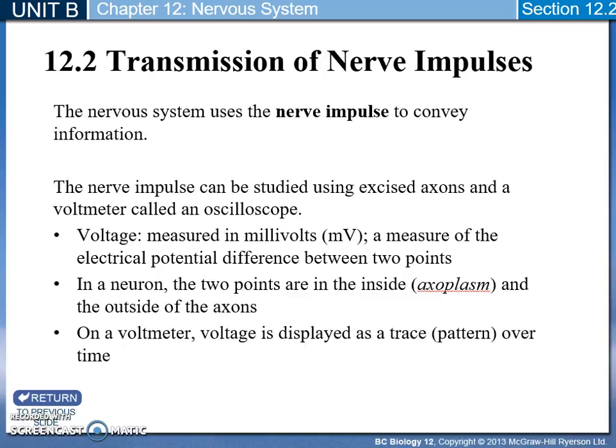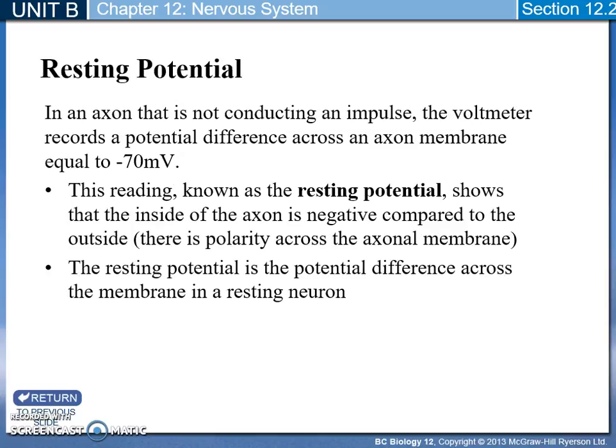In a neuron, the 2 points are inside, in other words, in the axoplasm, and outside of the axon. On a voltmeter, the voltage is displayed as a trace pattern over time. The resting potential: in an axon that is not conducting an impulse, the voltmeter would record a potential difference across an axon membrane equal to about minus 70 millivolts. So in other words, the inside of the axon is negatively charged with respect to the outside.